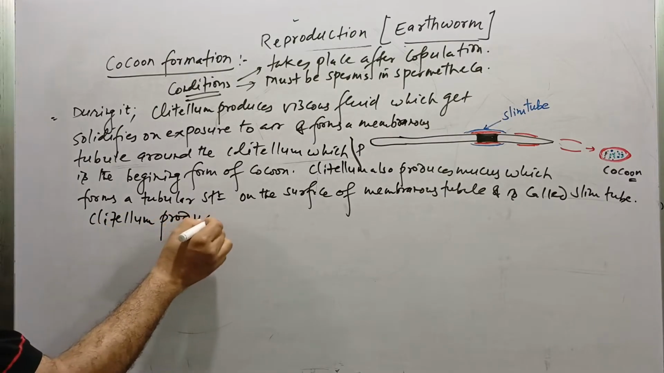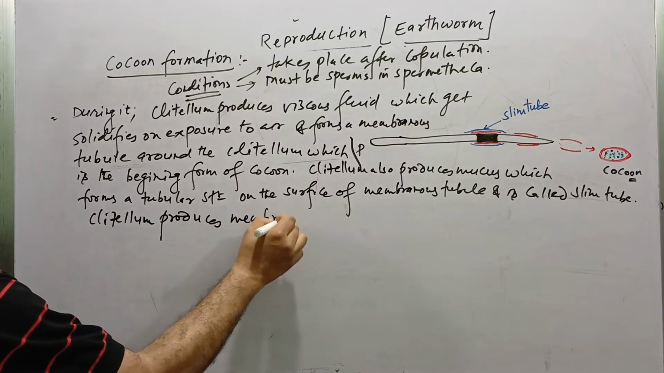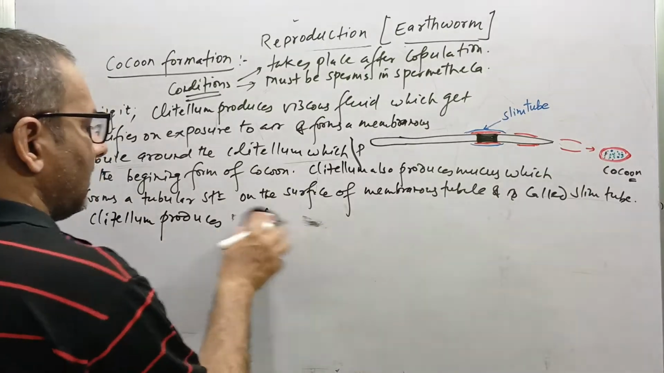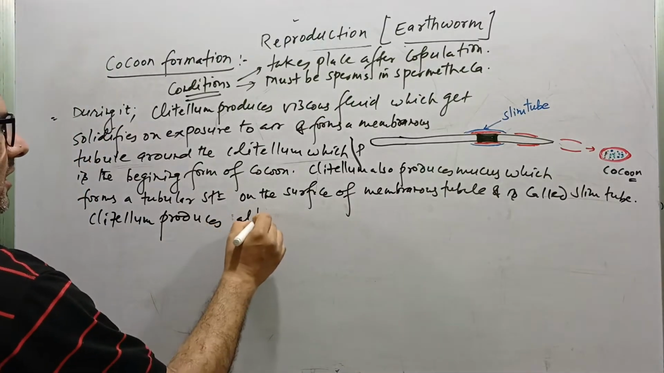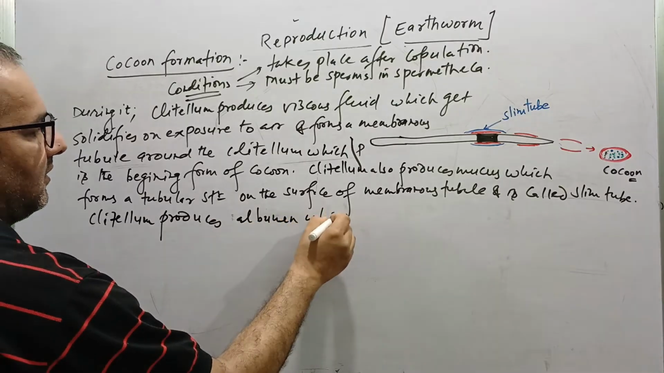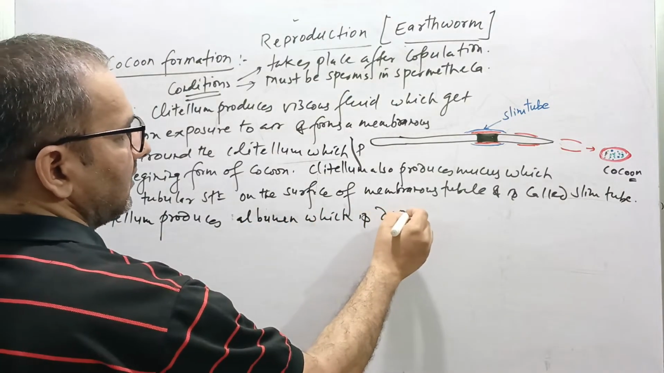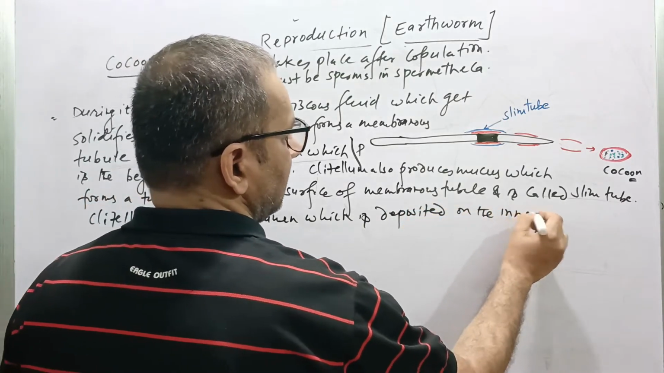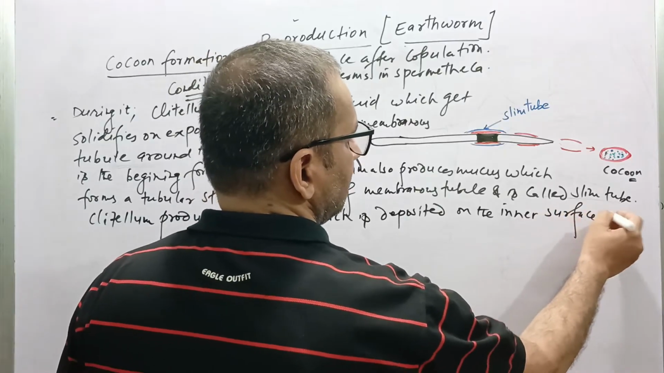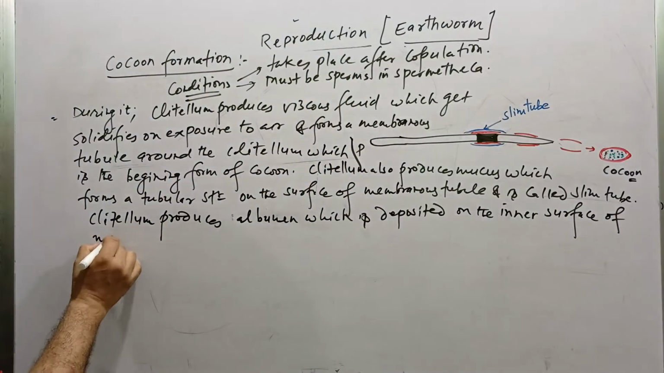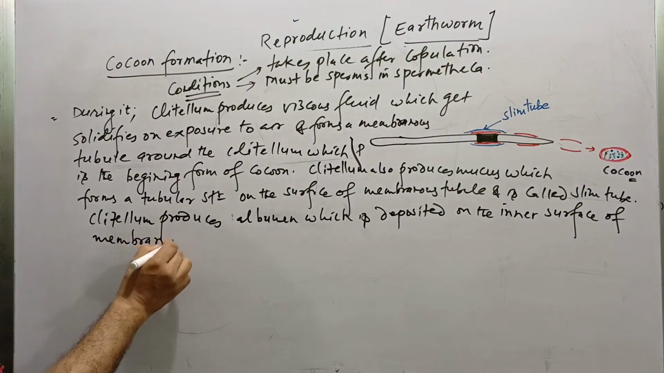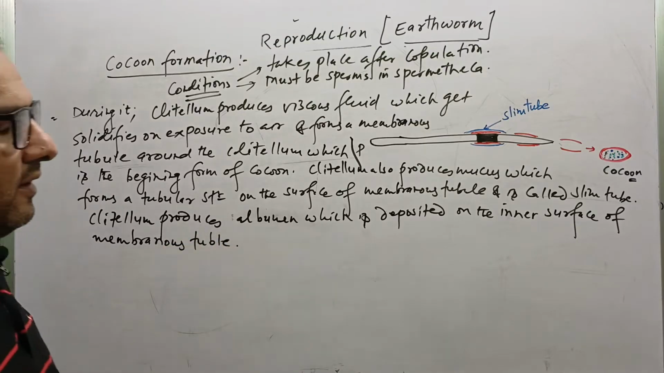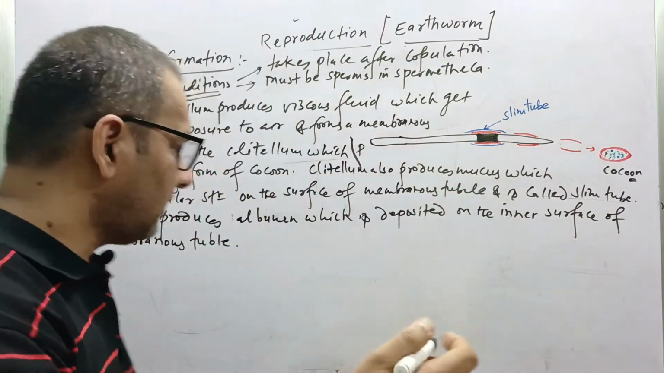The clitellum produces albumin, which is deposited on the inner surface of the membranous tubule, and then the earthworm starts to wriggle back.